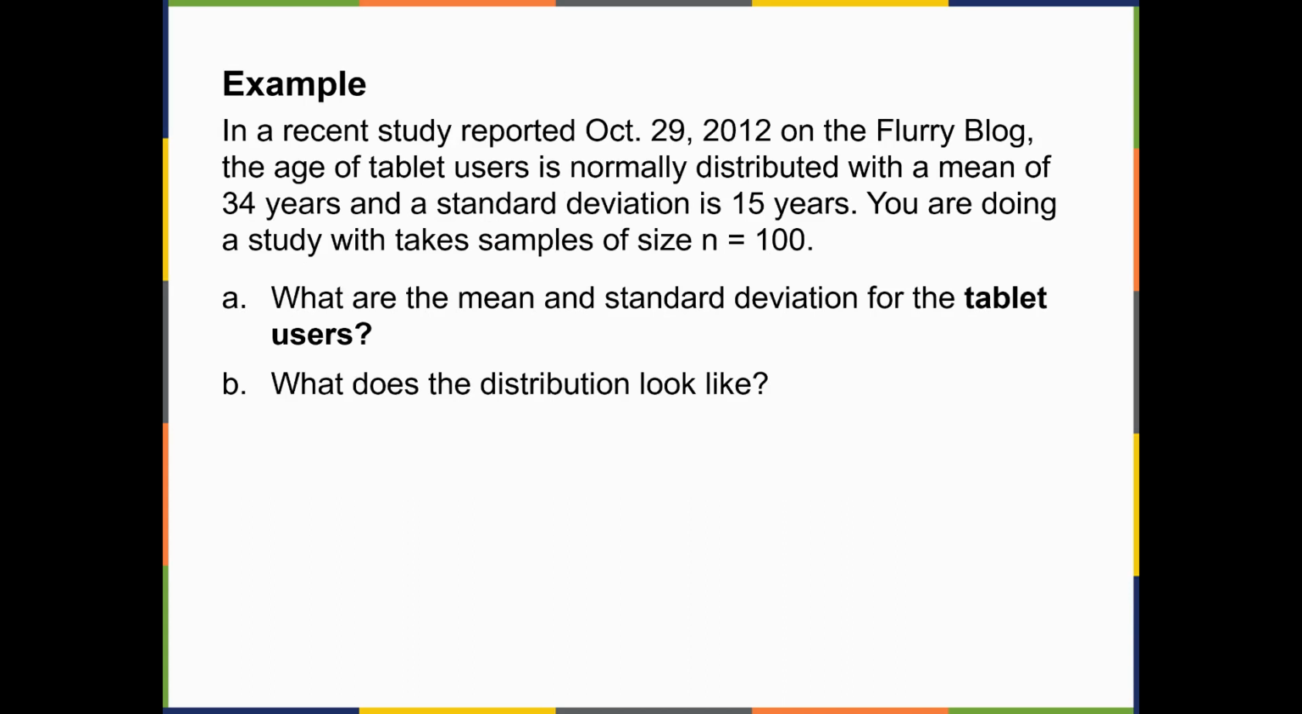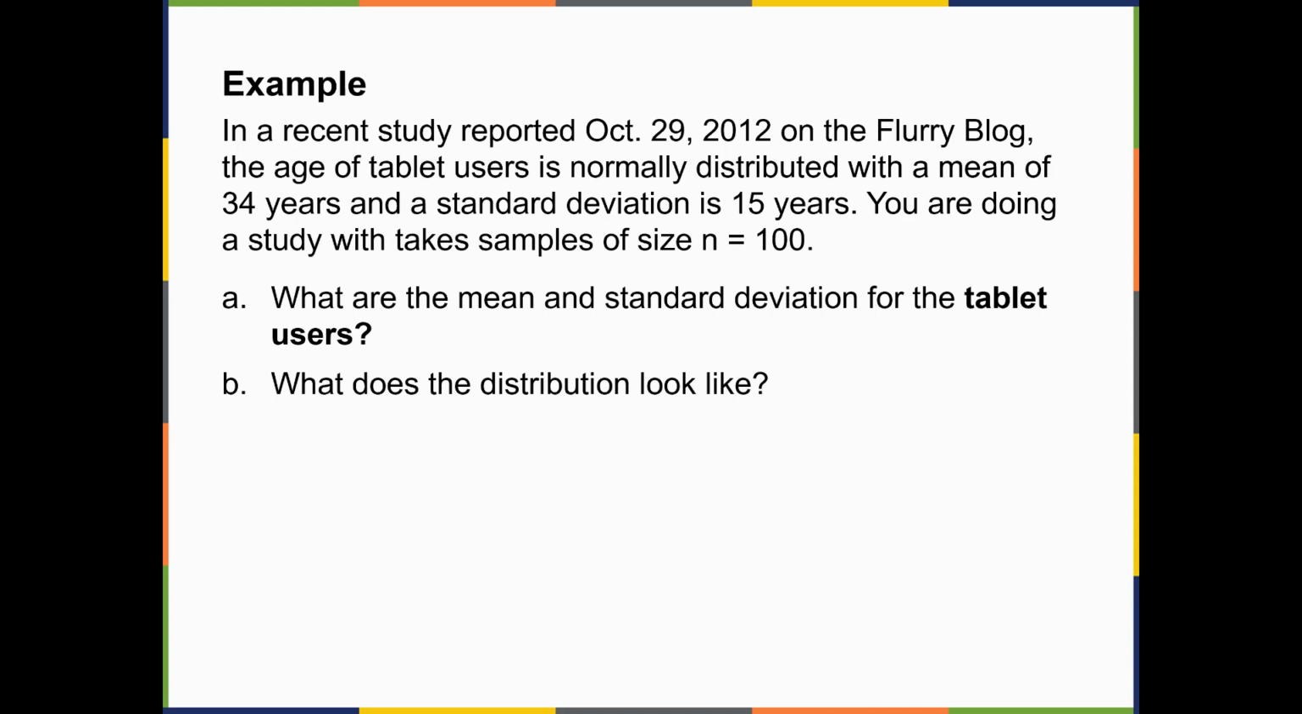All right, so let's do an example comparing the distribution itself with the sampling distribution. In a recent study, well, not too recent, October 29, 2012, on the Flurry blog, the age of tablet users was given as normally distributed with a mean of 34 years and a standard deviation of 15 years. We're going to do a study that takes samples of size 100. So let's first look at what the mean and standard deviation are for the tablet users themselves.